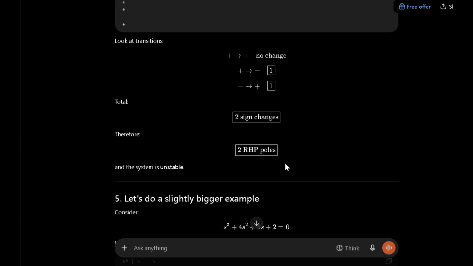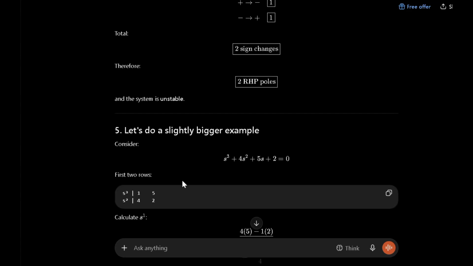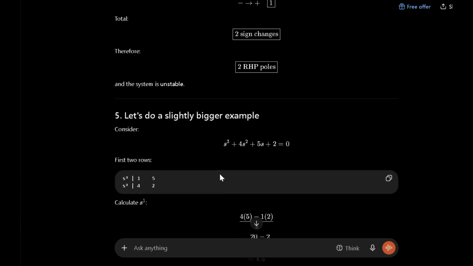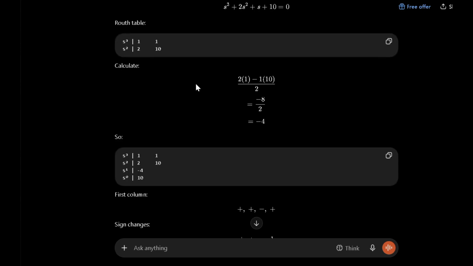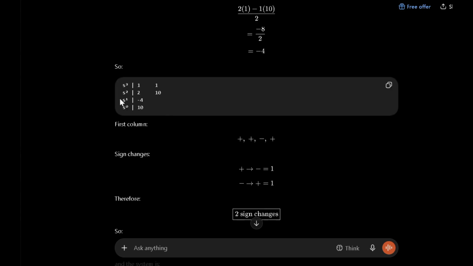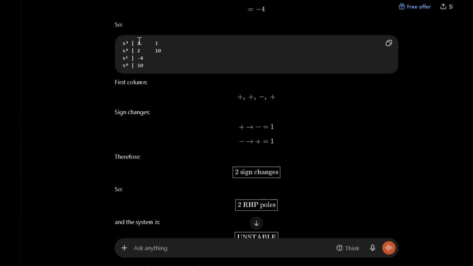Let's do a slightly bigger example. Okay, these are all examples. This is unstable. 1, 2, 1, 2, 2: plus to minus, there is a sign change; minus to plus, there is another, so two right half plane roots.